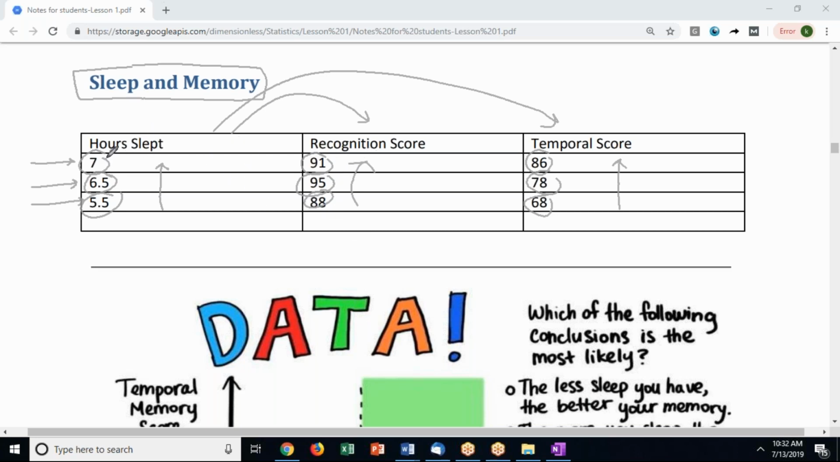Now, whenever you're trying to find a relationship, what kind of variables are these? What kind of variable is hours slept, categorical or continuous?